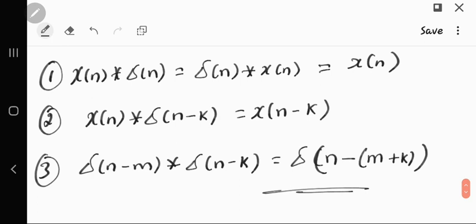So that's it for this video. In the next video, we'll take some examples on convolution sum.